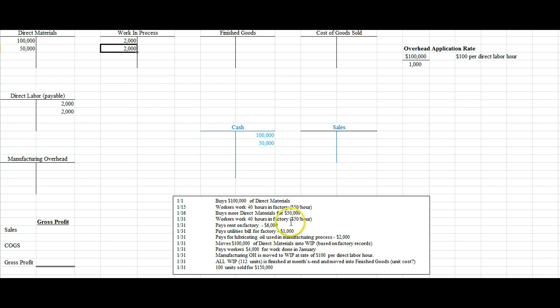Then we pay rent on the factory. Well, we want that to be part of our product cost, but how much of the rent goes into each individual dining room table, we don't know. So we'll stick it, in the meantime, into manufacturing overhead. Then we pay the utility bill for the factory. Same logic here. How much of each utility bill goes into each dining room table, who knows? But let's stick it into manufacturing overhead in the meantime. Lubricant and oil, same concept. So we're going to stick that into manufacturing overhead, and let's assume that we pay cash for it.